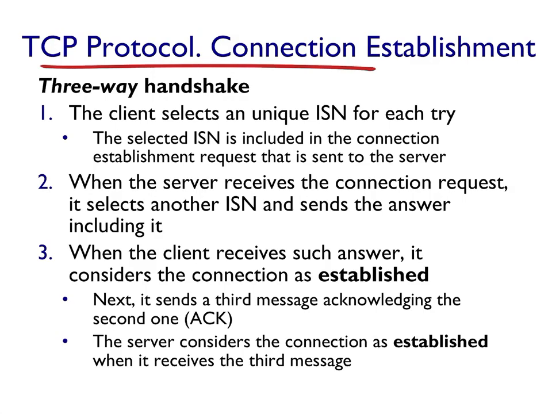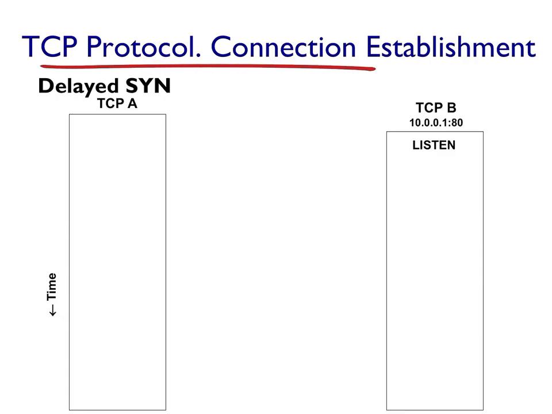As a summary, the client selects a unique initial sequence number for each try. It is sent to the server. When the server receives the connection request, it selects another initial sequence number and sends the answer, including it. And then when the client receives the answer, it considers the connection as established. And the remaining task is to send an ACK. Okay, after that, when the server receives the ACK, the connection is already established for it.